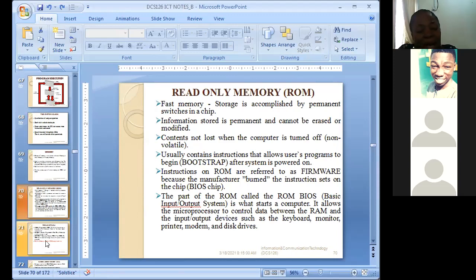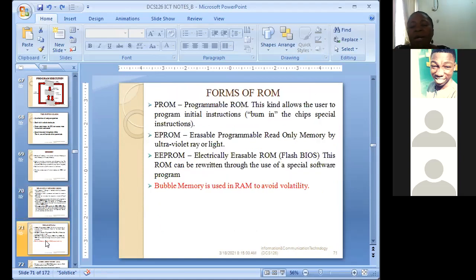Does that make sense now, students? I believe so. All right. Don't worry, when we are done, if you have questions, you ask, but I want to try and run as fast as possible. Now, this same read-only memory, who is that? Somebody unmute yourself. Unmute yourself, thank you.